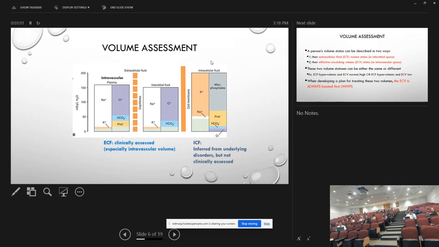So this is kind of a review, with your intracellular fluid on the right-hand side of the graph and the cell membrane right there, and then your extracellular fluid. Remember, we can only clinically assess the extracellular fluid, right? We can't go inside the cell and determine how much volume is there. The majority of the extracellular fluid is going to be the intravascular volume as far as assessment. Interstitial volume is very difficult to assess. So what we are clinically assessing is the intravascular volume or the plasma volume.